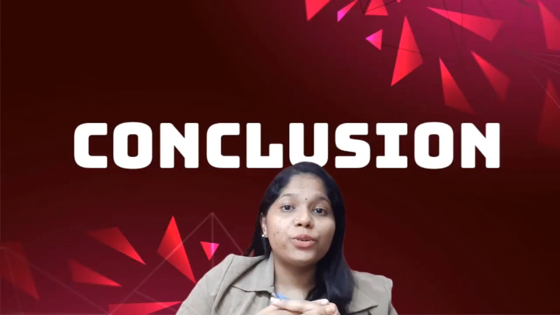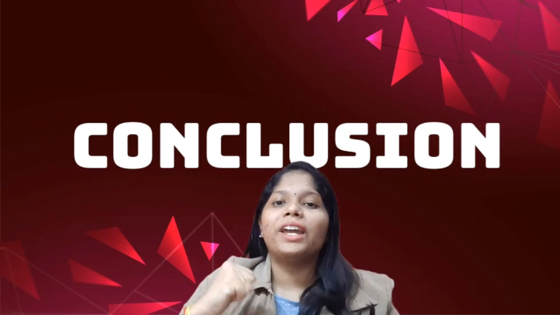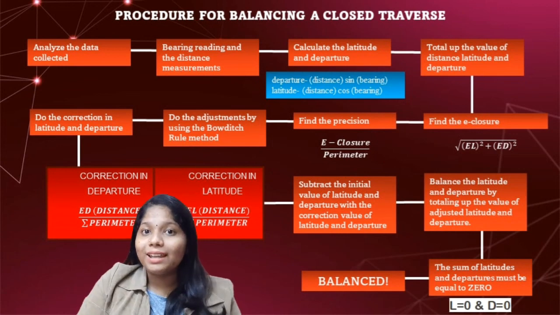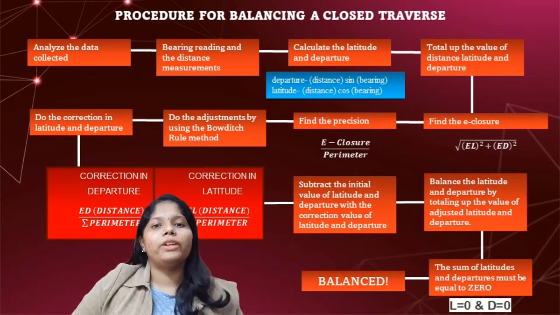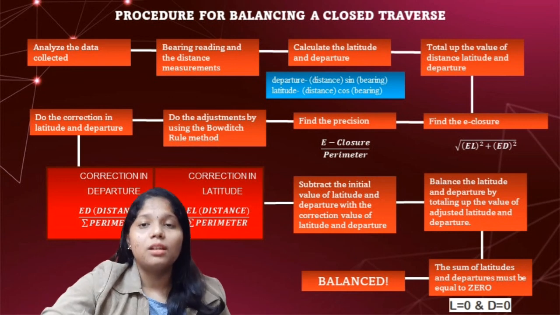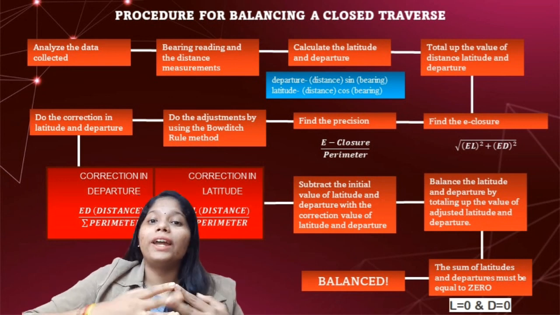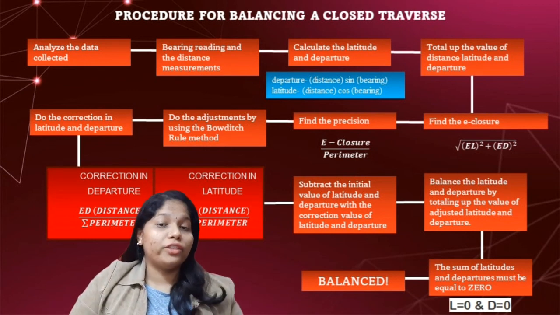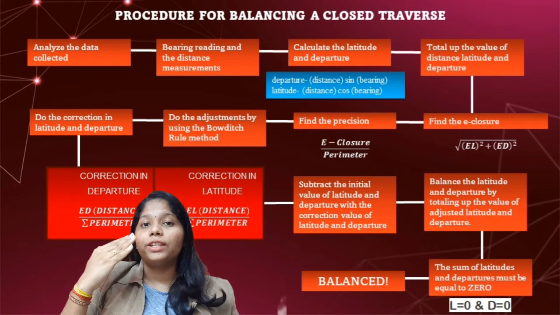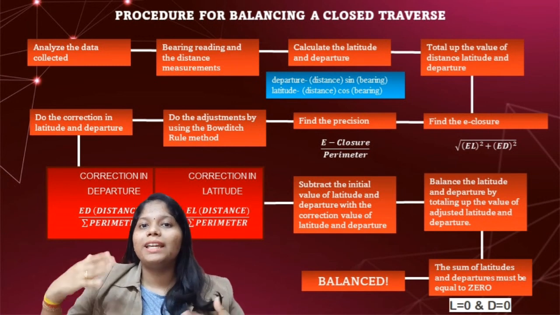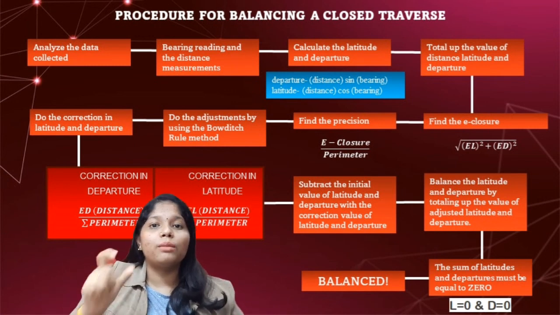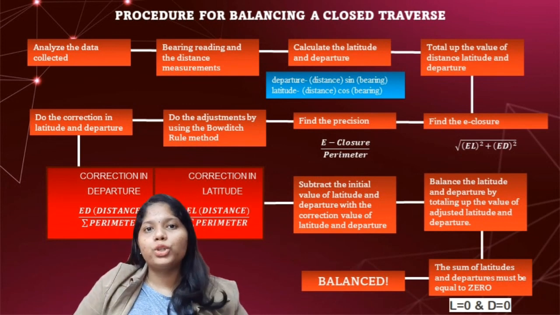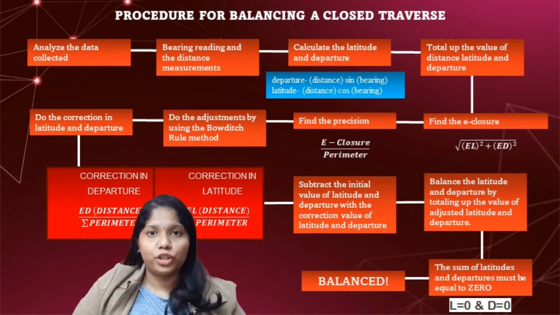In conclusion, I would like to summarize the balancing of latitude and departure in a closed traverse. First, we need to analyze the data collected to get all the bearing readings and distance measurements. Then we calculate the latitude and the departure using the formula given here. Once we get all the values, we total up the latitude and departure of each line. If there is a value in the sum of latitude and departure, we need to do an adjustment. Before that, find the E-closure by the formula given here, followed by the precision.